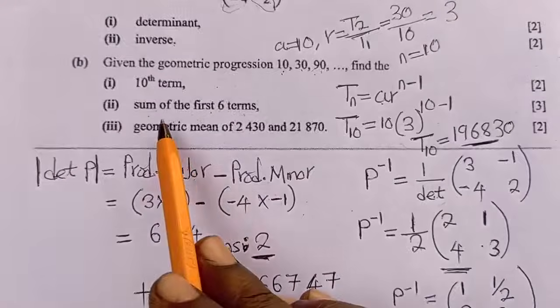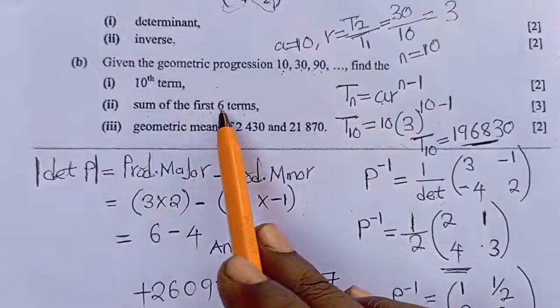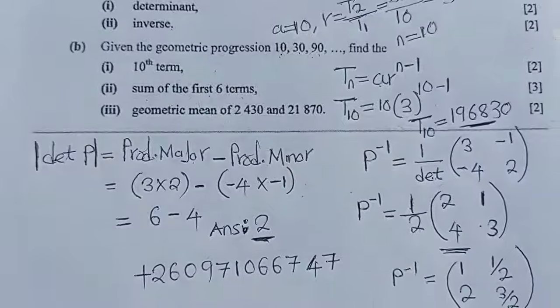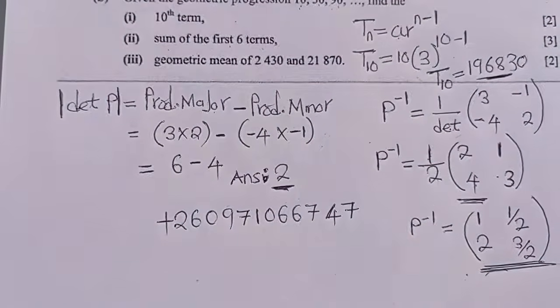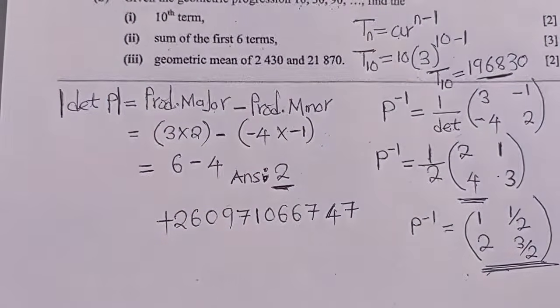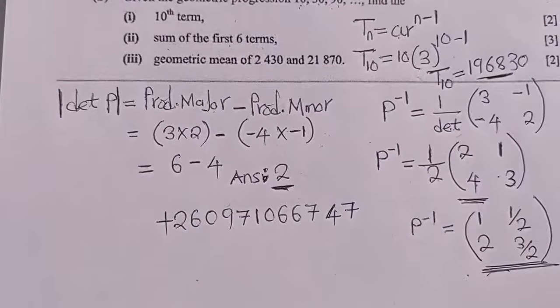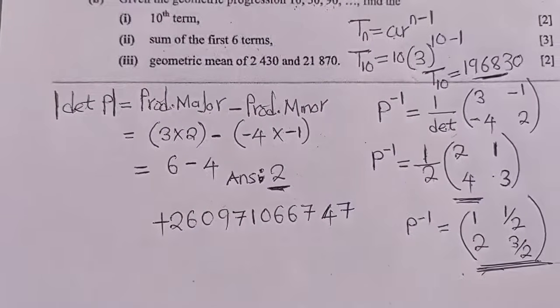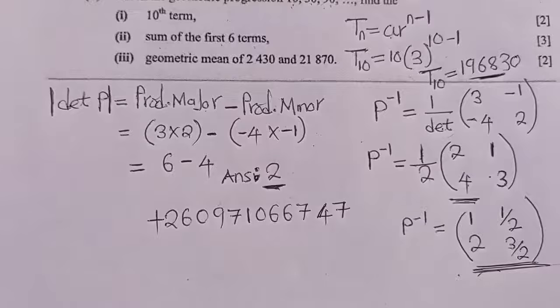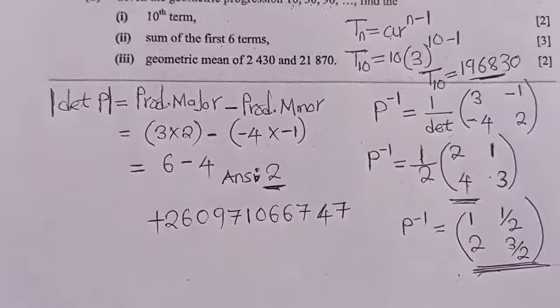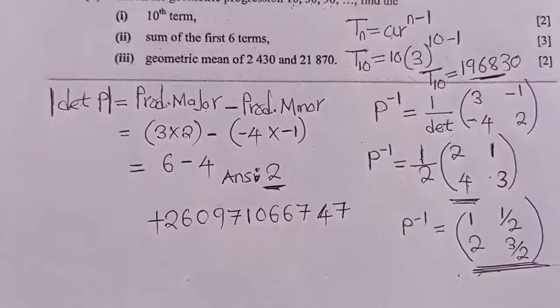So we are on this question, the sum of the first 6 terms. How then can we find the sum of the first 6 terms? We need to look at 2 formulas here. I'm explaining these things in such a way that if you find another question that will fall under this particular part, you must be able to answer it.